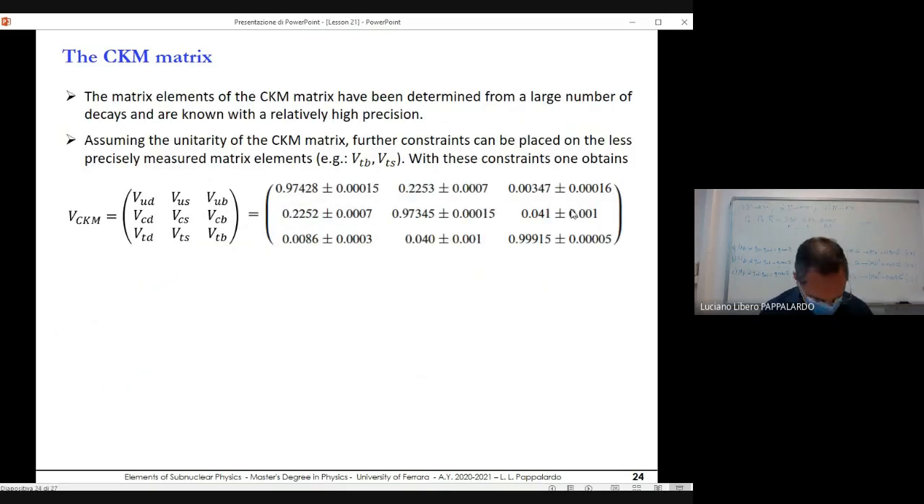So the matrix elements of the CKM matrix have been measured from a large number of decays, and we know them today quite precisely, although not all of them with the same level of precision.